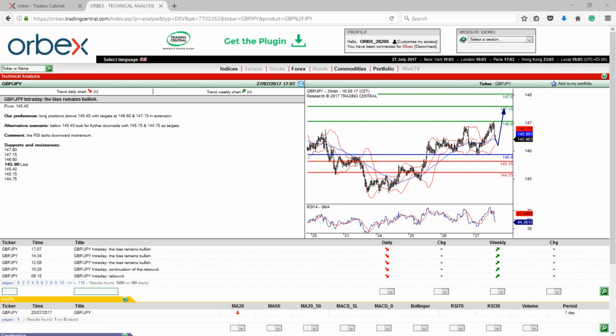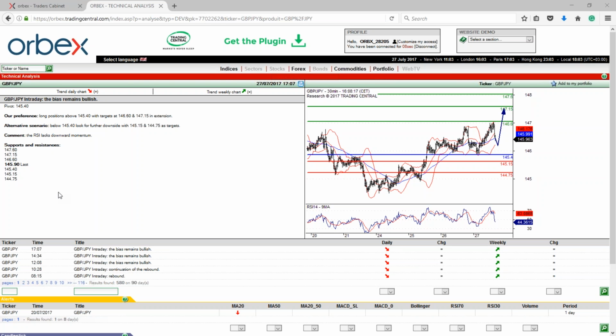And then you can see that we also have this red line moving through the chart. This is giving you the 9-period moving average of that 14-period RSI.